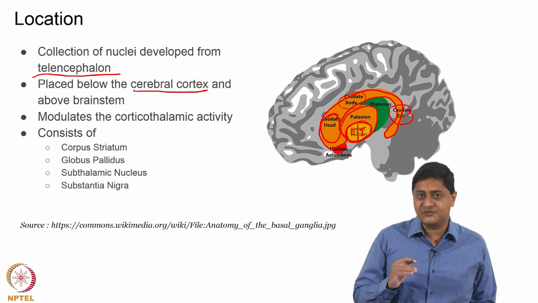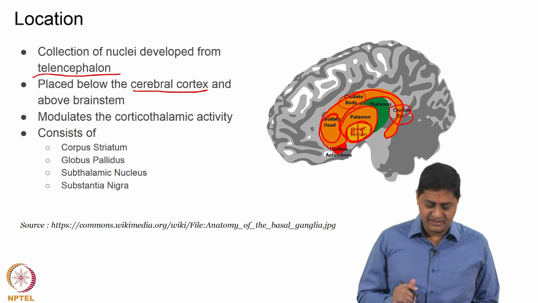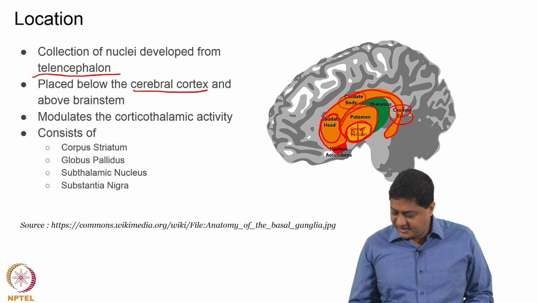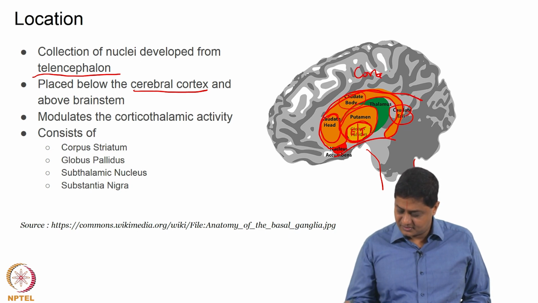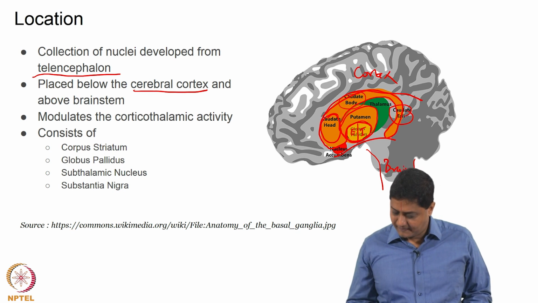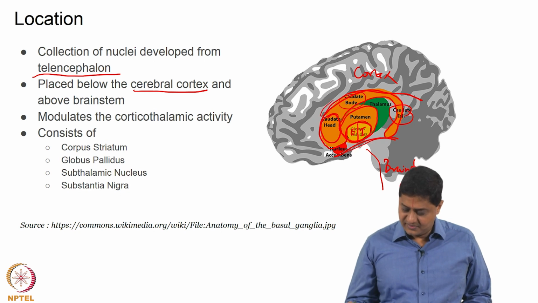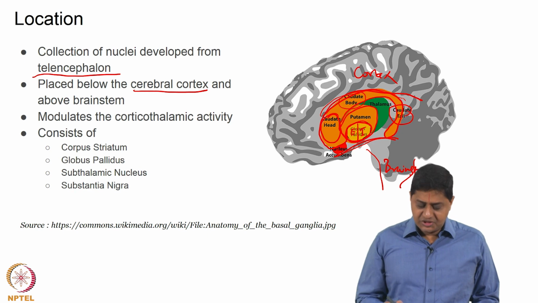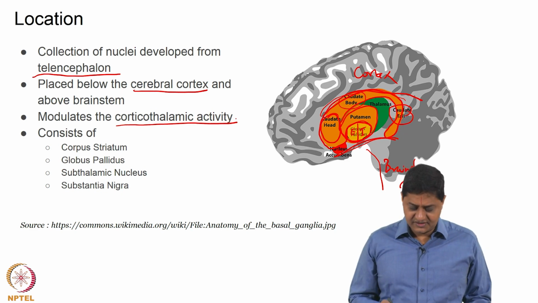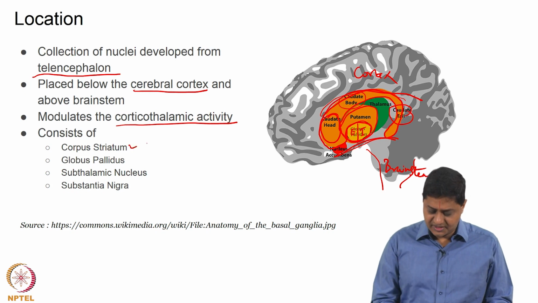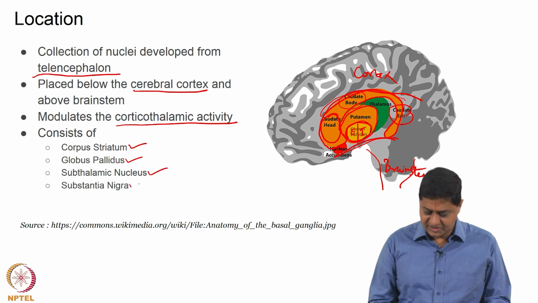This is placed below the cerebral cortex, inferior to the cerebral cortex, located at the base of the cerebral cortex, which is why it is called basal nuclei or basal ganglia, but above the brainstem. So, the brainstem is here. It is located above the brainstem, but below the cortex. So, this is cortex, that is brainstem. This is the basal ganglia. The most important function is modulation of corticothalamic or thalamocortical activity. It consists of several subparts called corpus striatum, globus pallidus, subthalamic nucleus and substantia nigra.